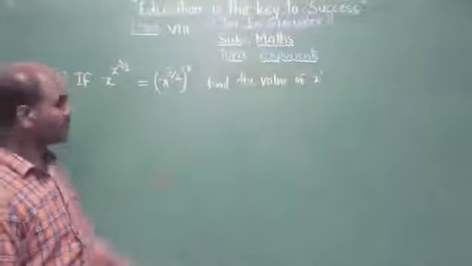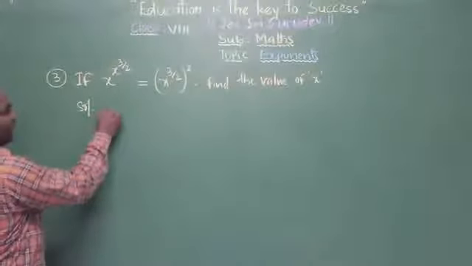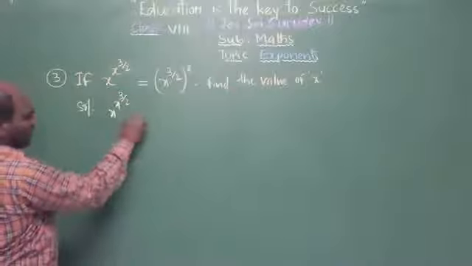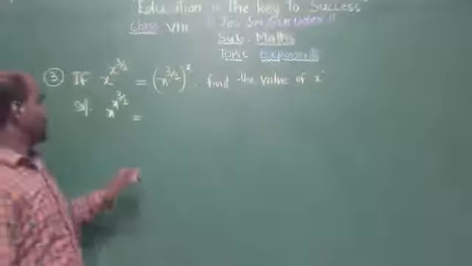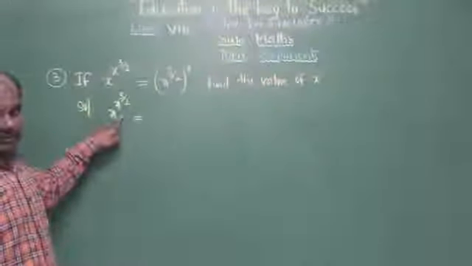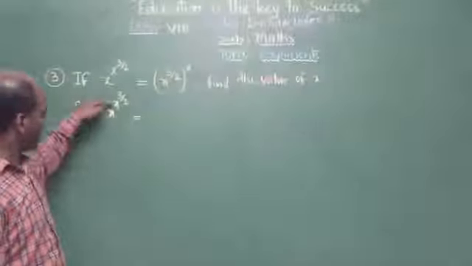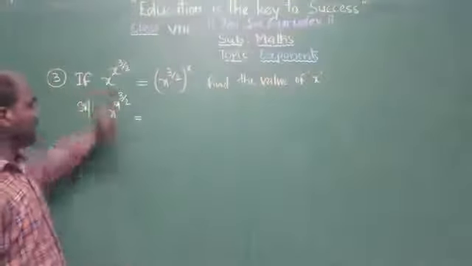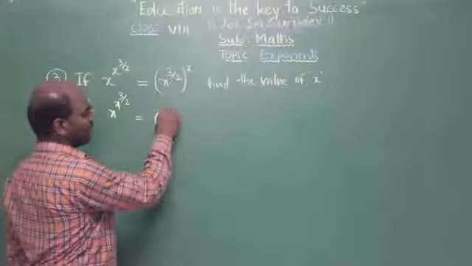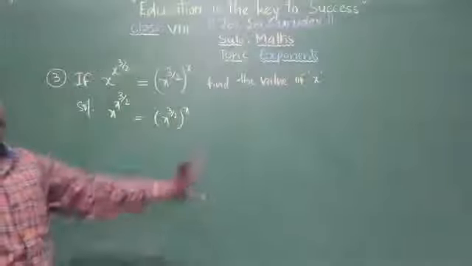Yes, so to find it, x power x power 3 by 2 is equal to... Children, don't write it as x becoming the base again. Only the single x becomes the base. x power x power 3 by 2 is equal to x power 3 by 2 whole power x. So what I have given is written now.